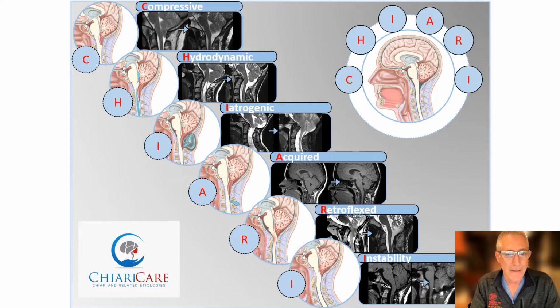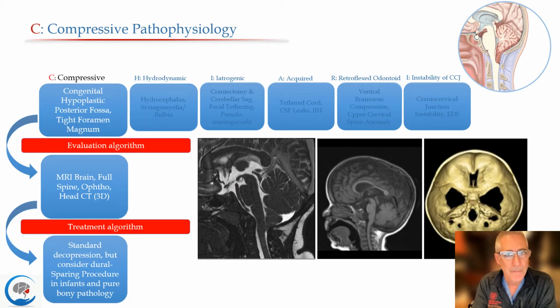So again, this is how I've outlined it here: compressive, hydrodynamic, iatrogenic, acquired, retroflexed, instability. And I have examples both in cartoon form and in MRI form here. And you'll get a better appreciation for what these look like when we go through them one by one in a little bit more depth and a little bit more zoomed in view.